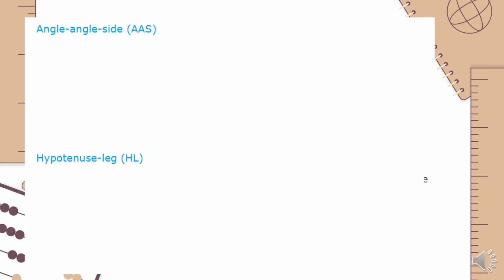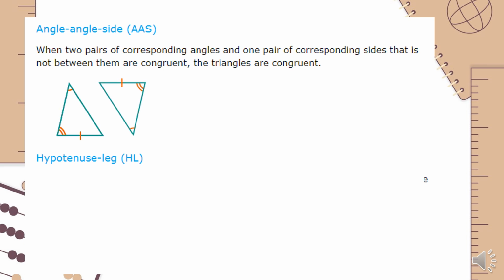Now angle, angle, side, AAS congruence. When two pairs of corresponding angles and one pair of corresponding sides that is not between them are congruent, the triangles are also congruent.